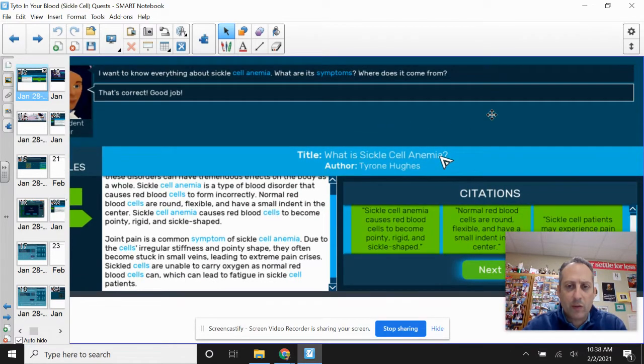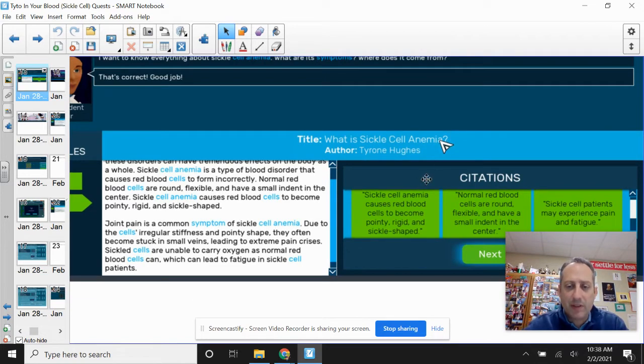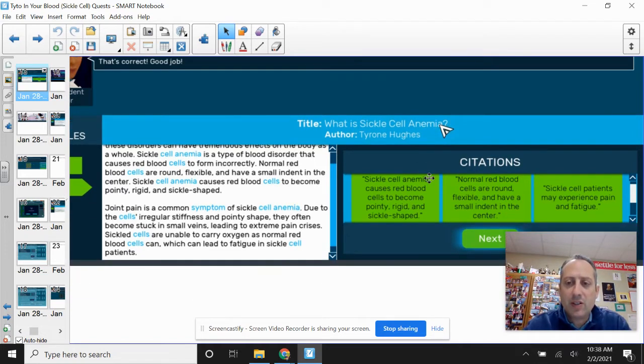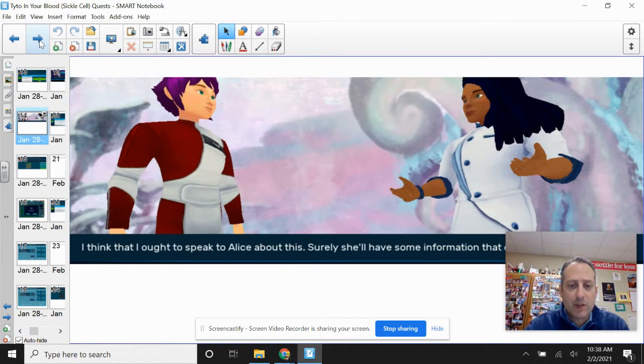In this article, what is sickle cell anemia? No, I don't have a question for this one. Sickle cell anemia causes red blood cells to become pointy, rigid, sickle-shaped. Normal red blood cells are round and flexible and have a small indent in the center. Sickle cell patients experience pain and fatigue, which are some of the symptoms Arthur is feeling.